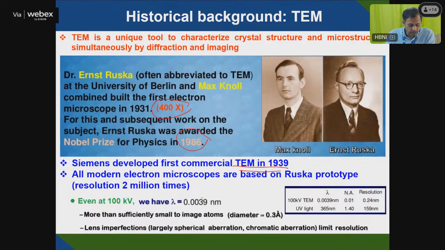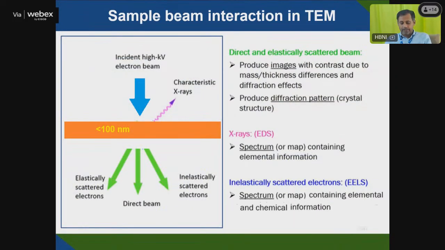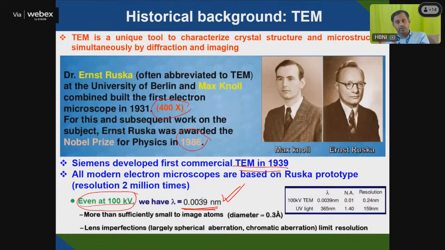You can see here, if you take the electron at even 100 kV, at that energy your wavelength is 0.0039 nanometer, and this wavelength is more than sufficiently small to image atoms. Like in XRD, we are using the copper K alpha wavelength, which is 1.54 angstrom, equivalent to the lattice spacing. But here we are using a wavelength of 0.0039 nanometer, about 0.3 angstrom or even lower. So that is sufficient, and individual atoms can be seen. At 100 kV, you can see what a low lambda you are reaching.